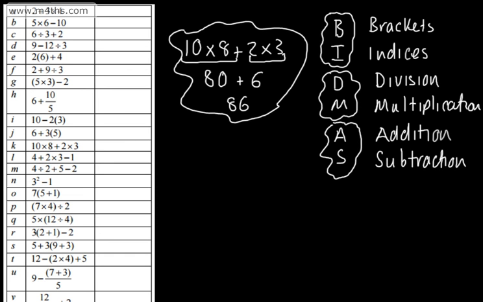Okay, let's look at the next one. We've got 4 plus 2 multiplied by 3 minus 1.